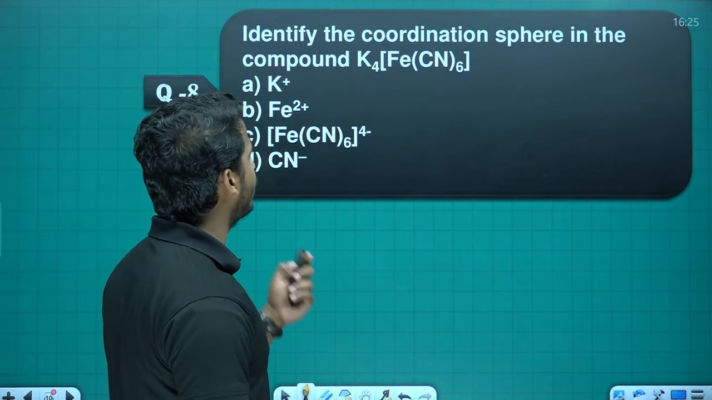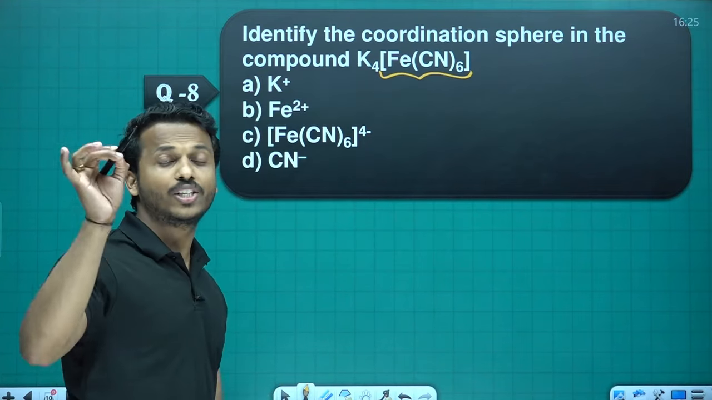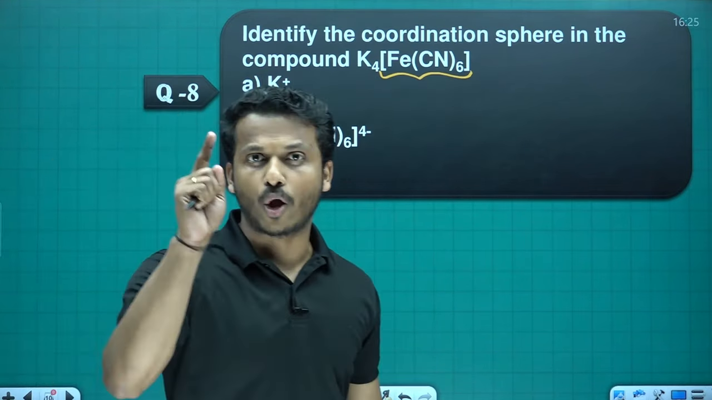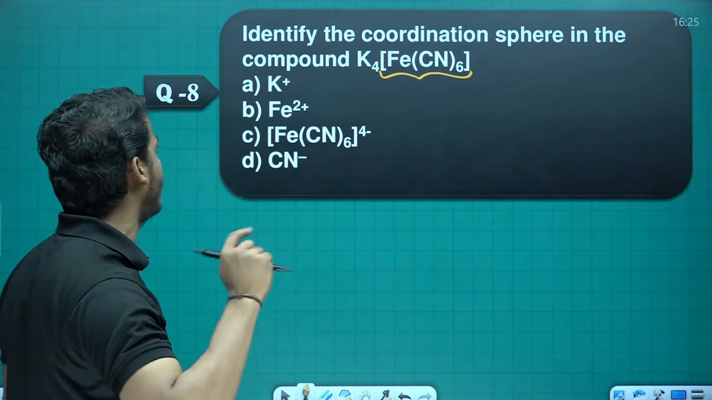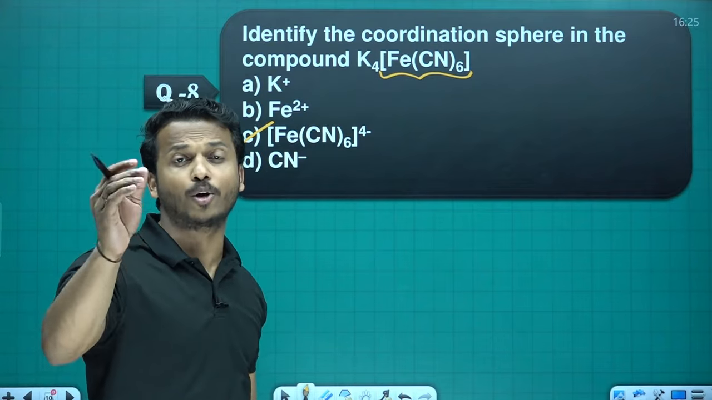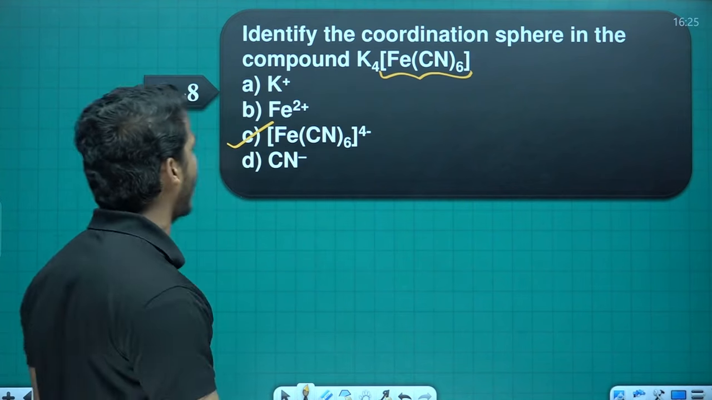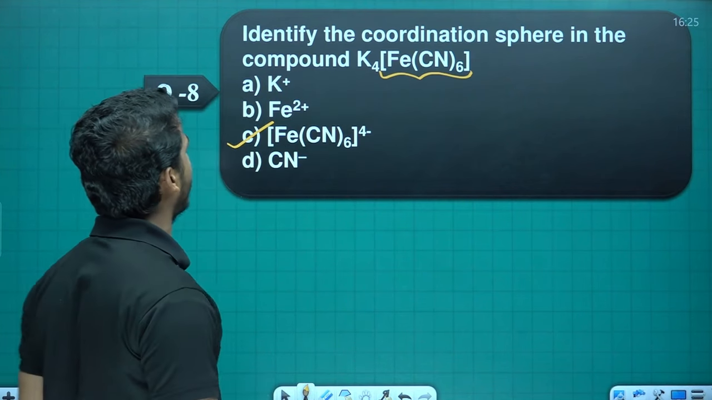Identify the coordination sphere in the compound. What is coordination sphere? This one. Coordination sphere means the square bracket. It's also called coordination entity, my dear. Option C is the correct answer. Here K4. What is K? Potassium, that is outside the bracket. That is called the counter ion. Okay. So counter ion, and this is the coordination sphere.